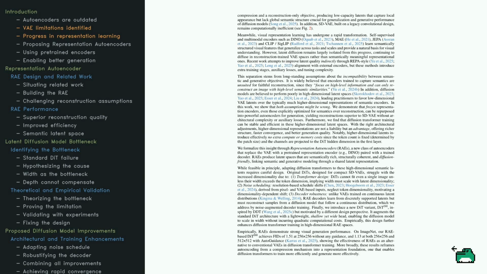But it's not a simple plug-and-play solution. They identify three key challenges. First, the standard DiT architecture isn't built for these high-dimensional latents. Second, the way noise is scheduled and added needs to be rethought. And third, the new decoder needs to be robust enough to handle the outputs from the diffusion process. To solve this, they introduce a new DiT variant with a special lightweight, wide head, which they call DiT-DH. This new architecture is designed specifically to thrive in these richer, more complex latent spaces.